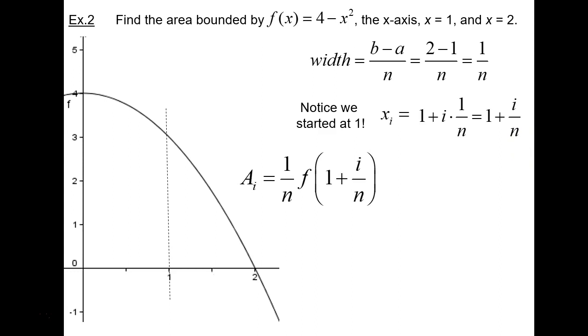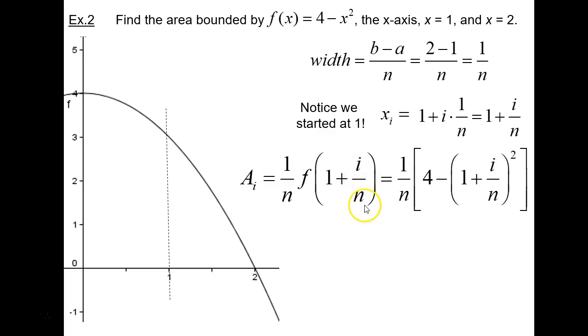We want the area of one rectangle. I'm on step 3. So the area of one rectangle is the width, 1 over n, times f of x sub i, so your expression from step 2, f of 1 plus i over n. Now here's where the algebra gets a little tricky when we don't start at 0. Let me show you what's going on.